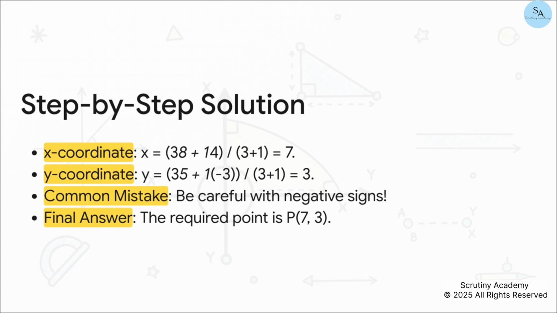Now for the y-coordinate, and be really careful here. It's m1 y2 plus m2 y1, so that's 3 times 5 plus 1 times -3. This is where students mess up. They forget the negative sign. 1 times -3 is -3. So we have 15 minus 3, which is 12. 12 divided by 4 is 3. So our final answer, the point is P (7, 3).